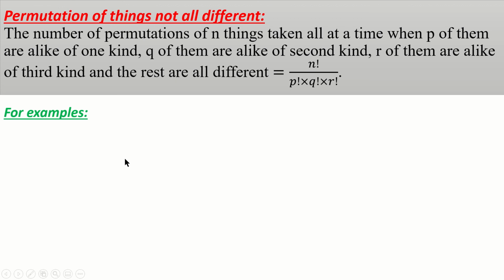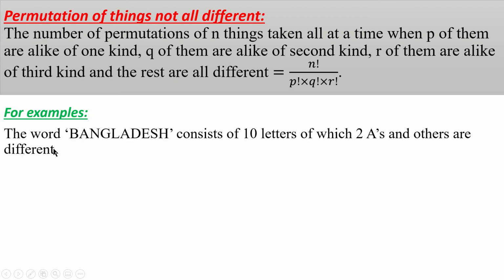For example, the word Bangladesh. Here how many letters? Total 1, 2, 3, 4, 5, 6, 7, 8, 9, 10. Total 10 letters. Are all different? No. Here A is used 2 times, here and here. That means A is used 2 times. So we have to divide the total number of permutations by 2 factorial.